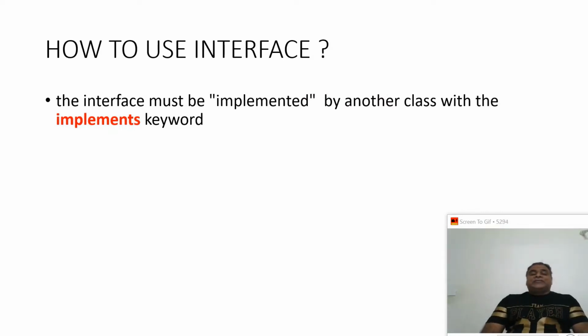How to use interface? See, an interface must be implemented by another class with the implements keyword. We use the implements keyword to implement the interface. You need to understand that. I have shown it in red color. So implements.